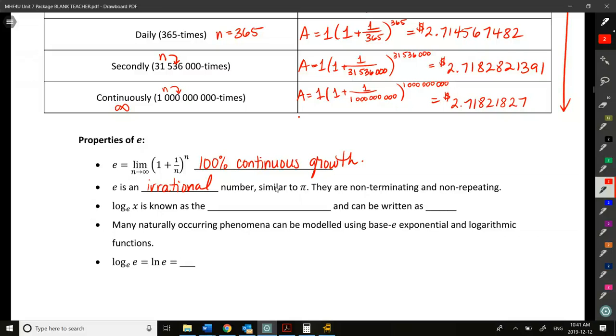So the difference between e and something like 1 over 3, for instance, is that 1 over 3 is non-terminating, but it is a repeating value, right? 1 over 3 is 0.33333333333 forever, so that's a repeating value. I can express 1 over 3 as just 0.3 with a little bar to show that it's repeating forever. But with e, there's no fraction I can use to represent this, and there's also no finite exact decimal that I can use either.